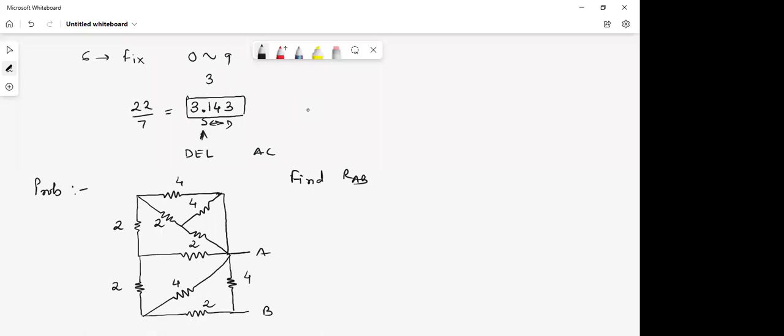See, if your foundation is strong, you will not only get a good grip on this subject, but you will also enjoy the subject.